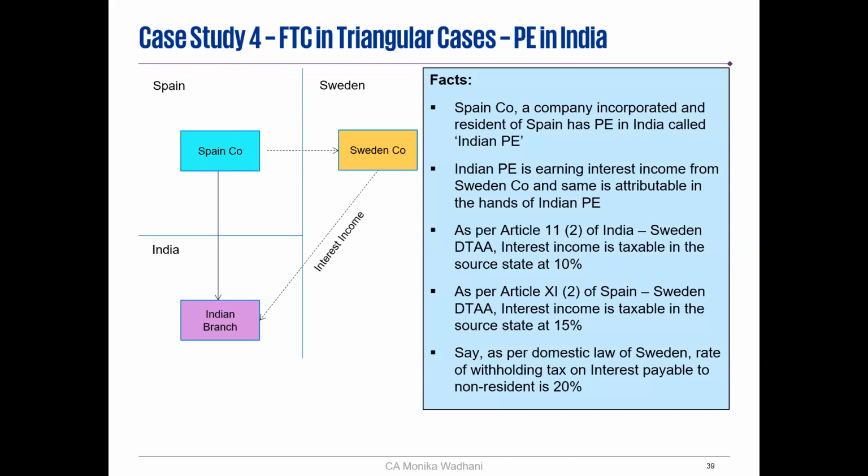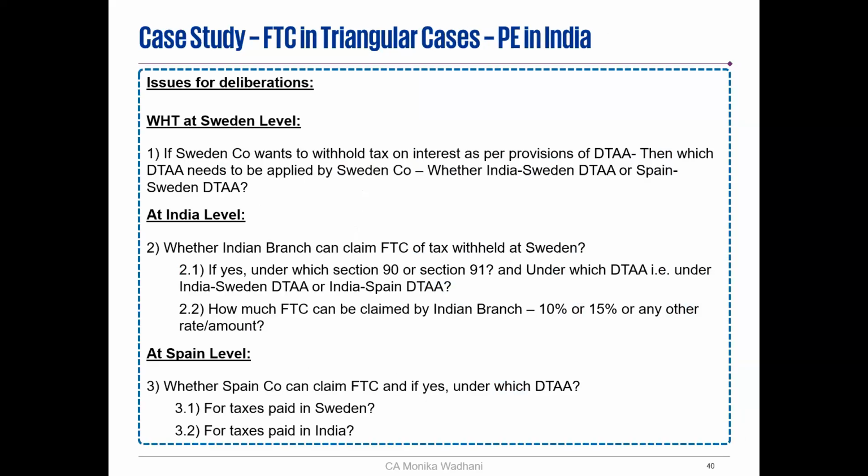When it comes to India, because it is an Indian branch, it is a PE in India. Say this interest income is attributable to this PE, and therefore as per Article 7 of the India-Spain treaty, this income is taxable in India. Thereafter, by invoking the non-discrimination article, credit is claimed for taxes paid in Sweden to the extent of 10%. Now let us go and understand what happens at Spain level.